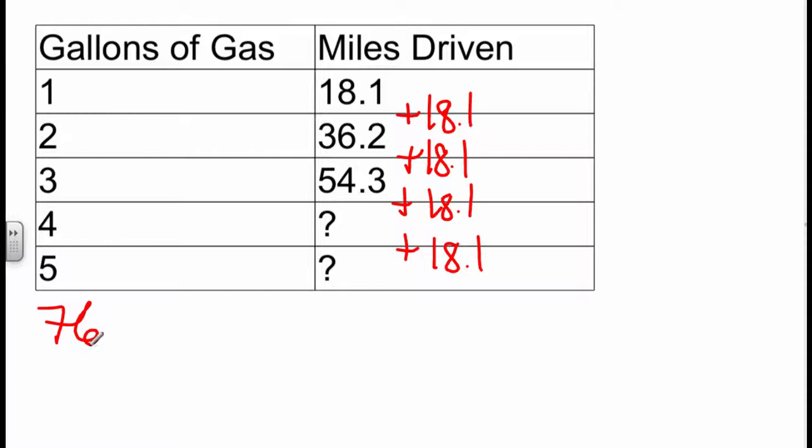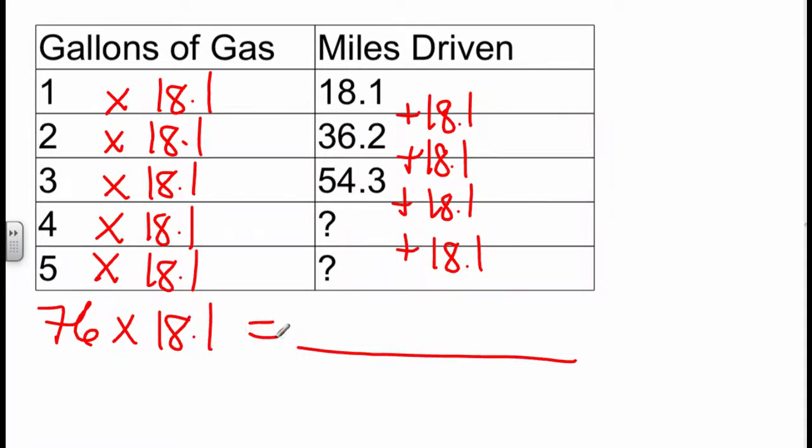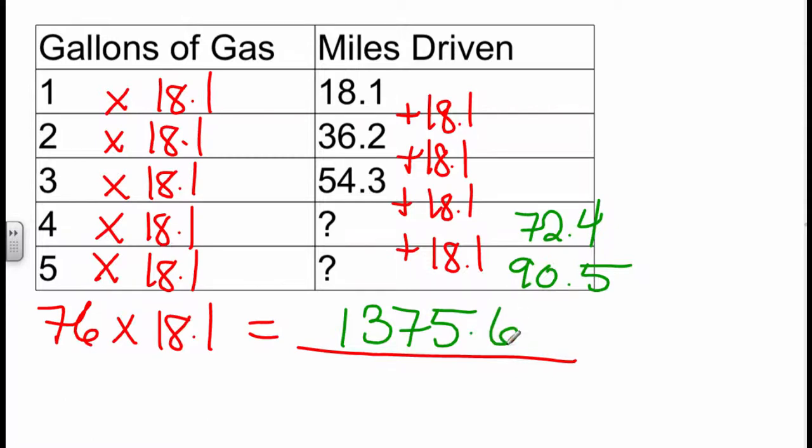So you do 18.1 times gallons of gas. Perfect. Whatever these are, times 18.1. That works. So find 4 and 5 using this method. You're going to do the 76 one. And then for this last one, Jackson? 1,375.6.